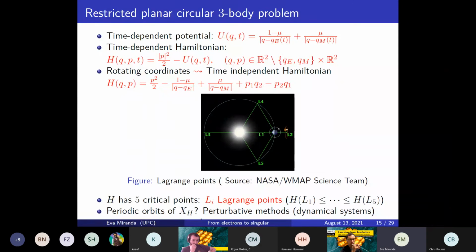Then what they look at is what happens when you take the level set of energy of the first Lagrange point, and they analyze what happens close to this level set. And the question is, are there periodic orbits? How do you find them?